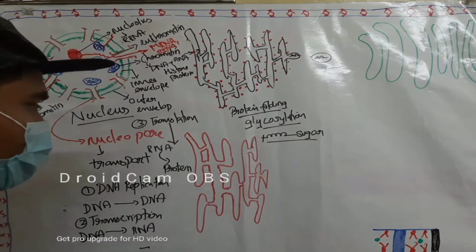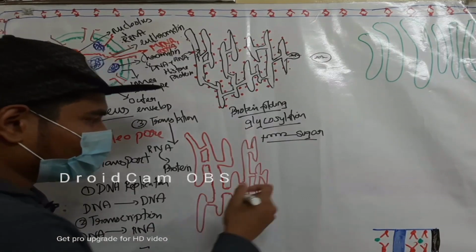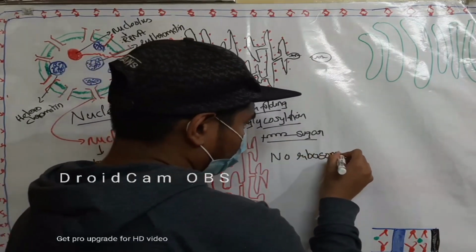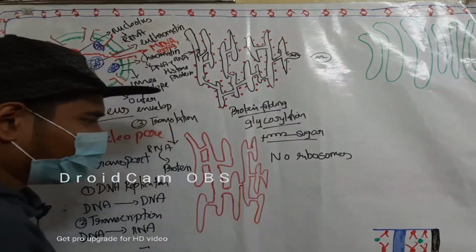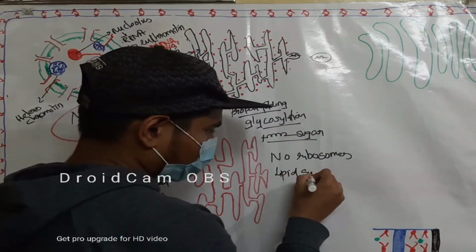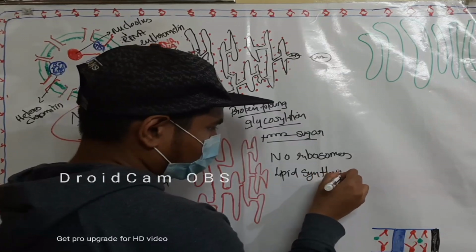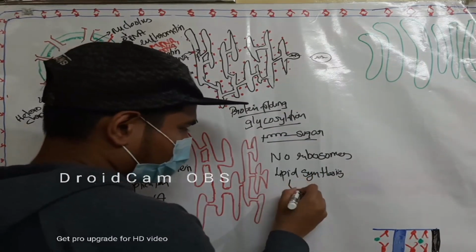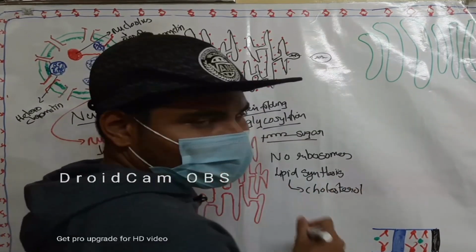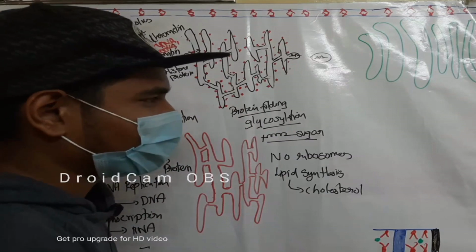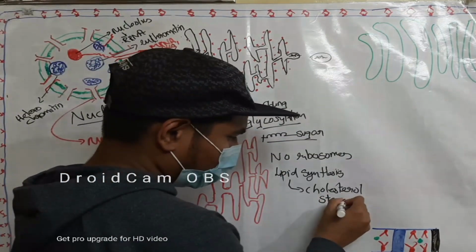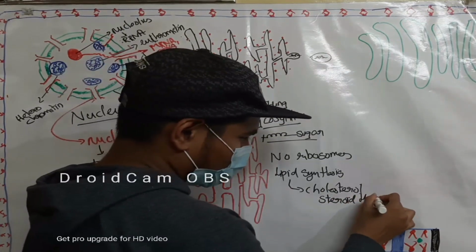The next structure here is the smooth endoplasmic reticulum. They contain no ribosomes. These are mainly involved in lipid synthesis. The lipid synthesis is of cholesterol. Cholesterol is involved in many steroid hormones: testosterone, aldosterone, steroid hormones.